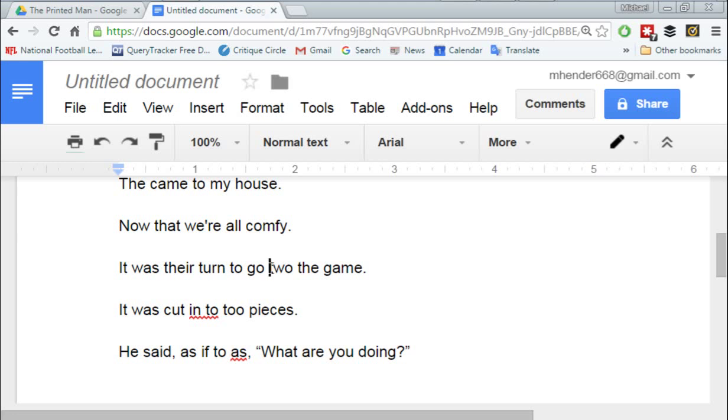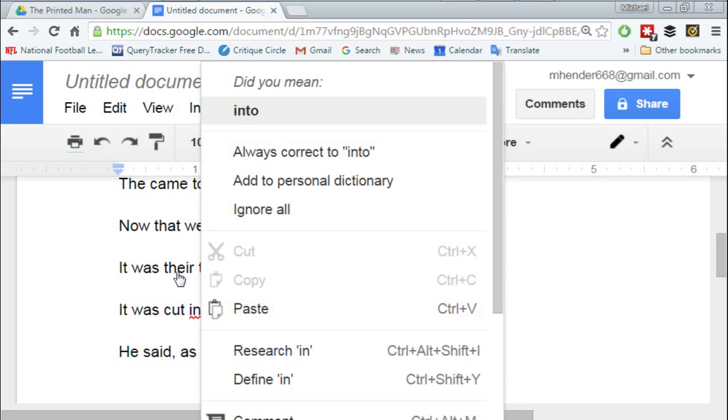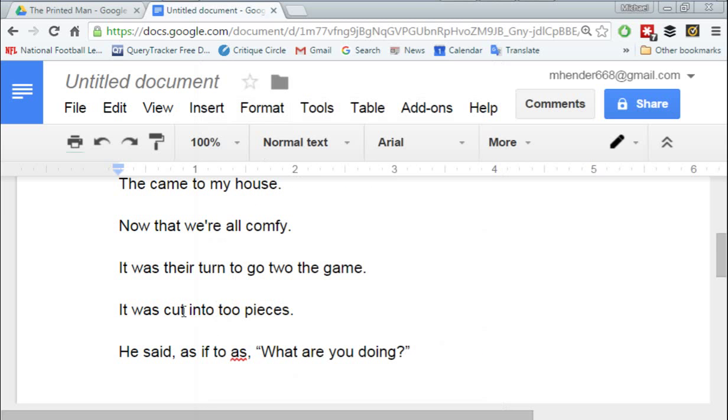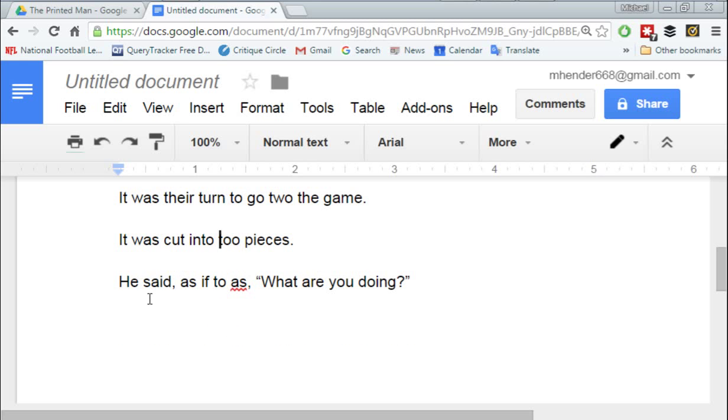Another thing it did not catch was this, T-W-O. Again, just like the came, to the is never correct, as far as I can think of as an example. So again, you need a set of eyes. Into, same thing, it's one word. It did not catch this. I wanted to be cut into two pieces. It did not catch the T-O-O, as we observed. It doesn't do everything.